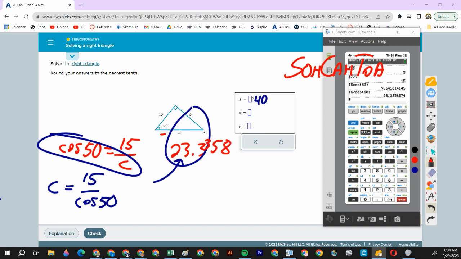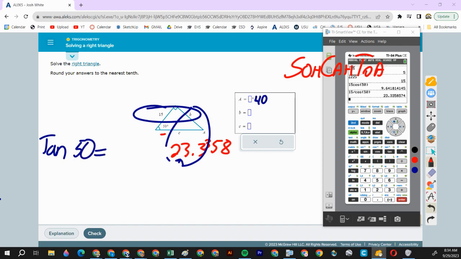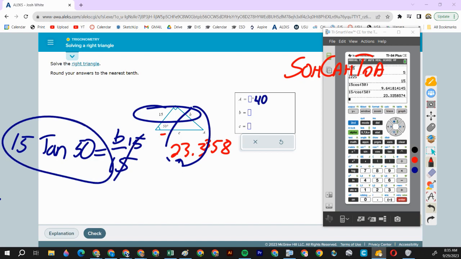Or I could use this ratio. Which one is going to use b and 15? Tangent. So the tangent of 50 is b over 15. Is that a multiply or a switch? Multiply. We just multiply by 15, and my answer is 15 tangent of 50. All right.